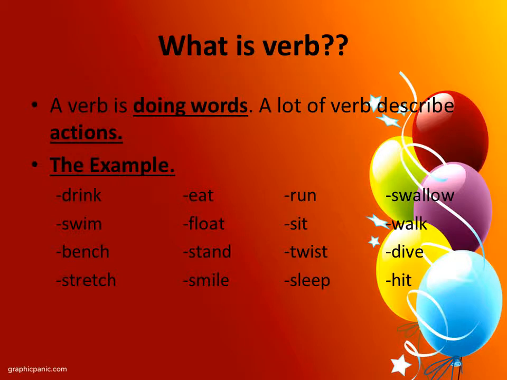What is a verb? A verb is a doing word. A lot of verbs describe actions. For example: drink, eat, run, swallow, swim, float, sit, walk, rent, stand, twist, dip, straight, smile, sleep, hit.